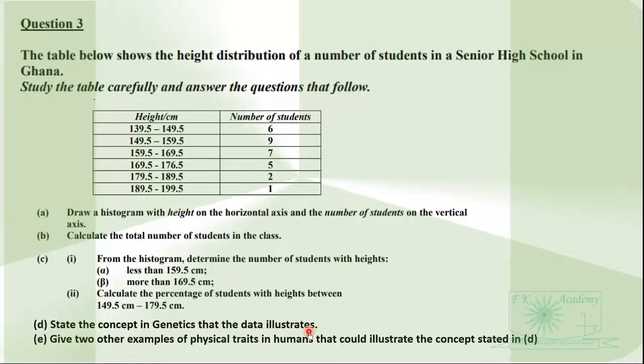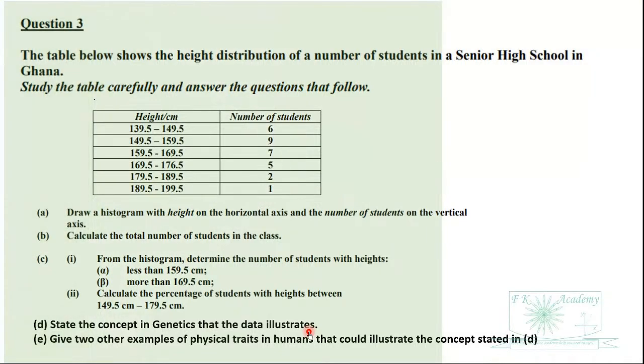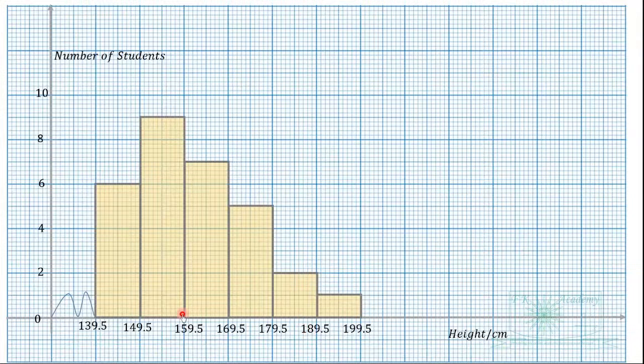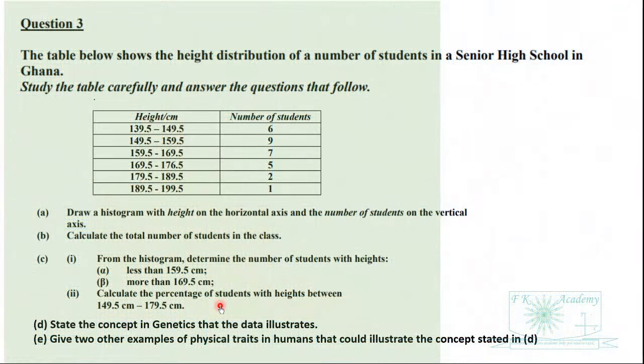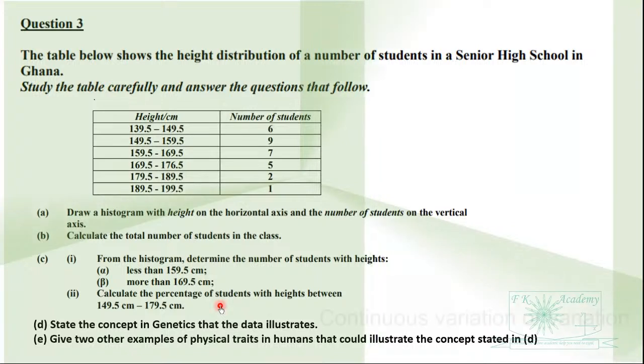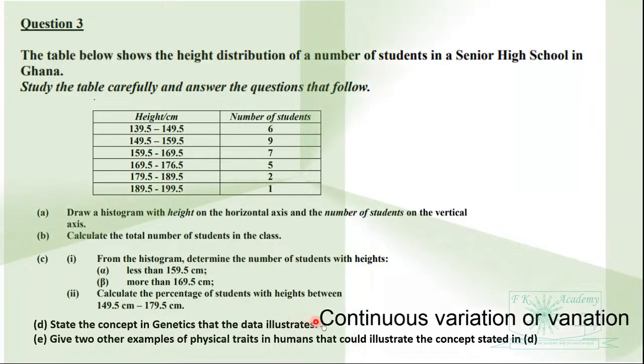And we have to state the concept in genetics that the data illustrates. So we can see that the histogram is continuous. The histogram here is continuous. You don't have a gap between the boundaries. So it tells us that the concept of genetics that is illustrated by the data is continuous variation.